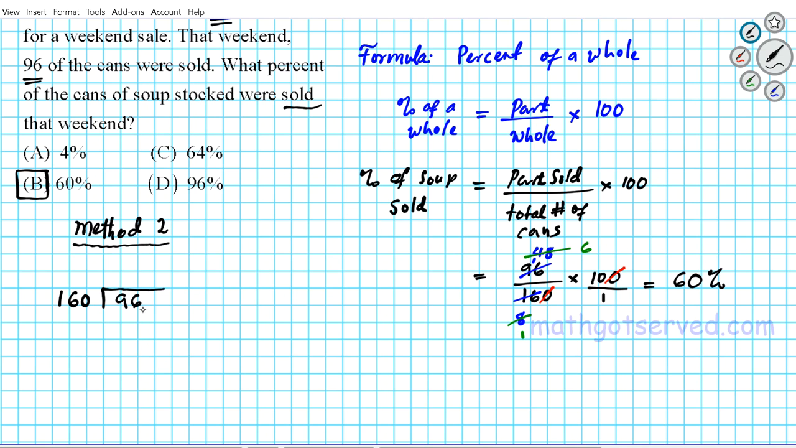How many times does 160 go into 96? 160 is bigger than 96, so it can't go. So what are we going to do? We're going to put a 0 and add a 0 here. Now, how many times does 160 go into 960? If you look at your multiples of 16, 16 times 1, 2, 3, 4, 5, 6, if you carry out your multiplication, you end up with 6.